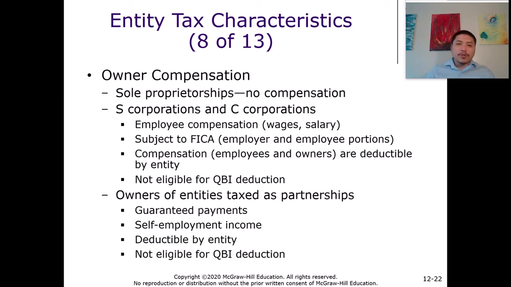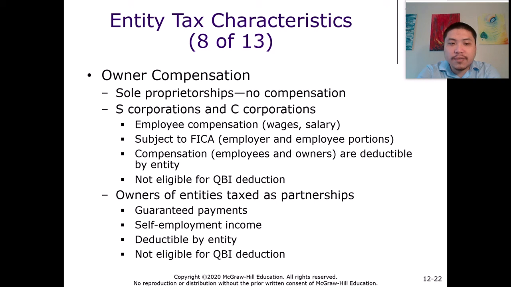For S corporations and C corporations, for these two types of corporation, they have to pay the FICA tax for the employees and also the employer's portion. I'm talking about the entities here. Because they are corporations, they themselves are the employers. So the company itself has to pay the FICA tax portion of the employee and the FICA tax portion of the employer.